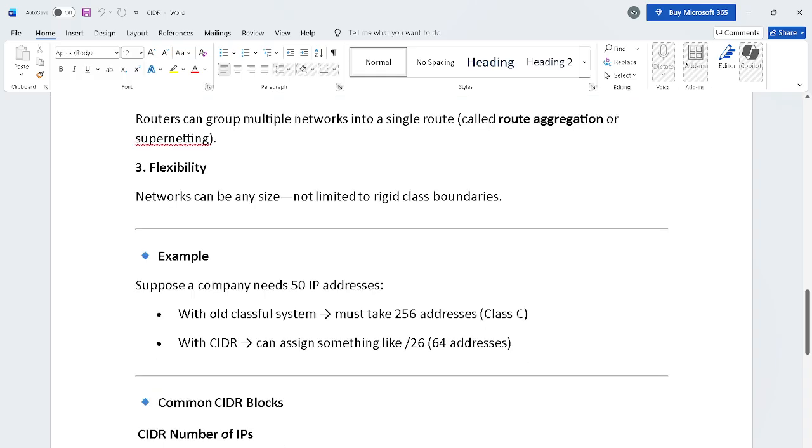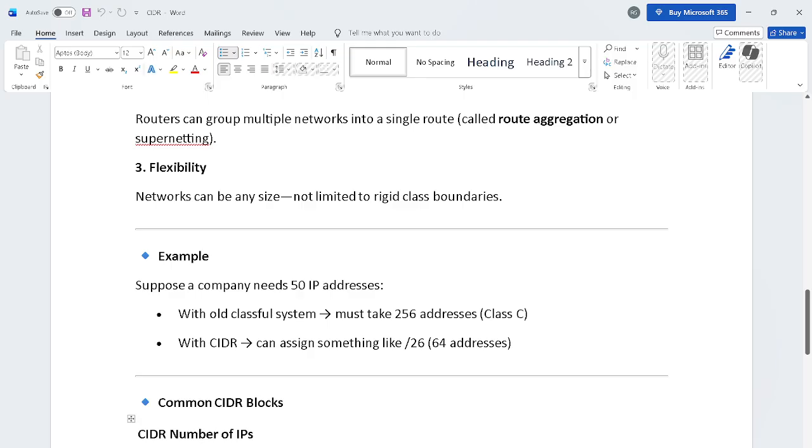Example: suppose a company needs 50 IP addresses. With the old classical system, it must take a 256-address class C network. We had to do that in old scenarios. With CIDR, you can assign something like /26. So /26 means 32 minus 26. How many are there? 32 minus 26.